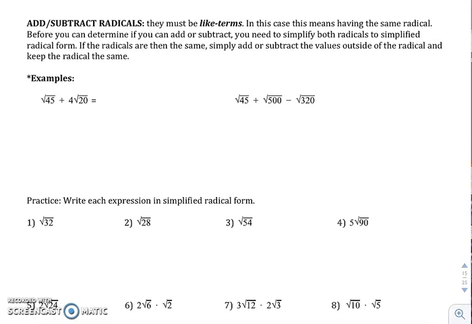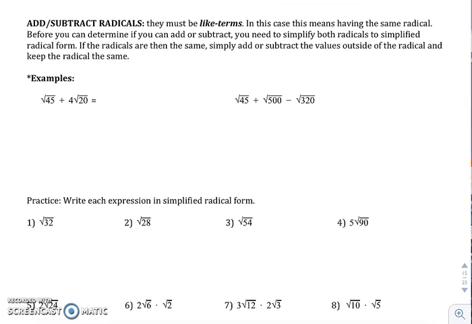So adding and subtracting, just like you add and subtract any term ever in the math world, they have to be like terms to be able to add and subtract anything together. So in this case, that means you have to have the same radical before you can determine this. You have to make sure you simplify both the radicals and that they're in simplest form.